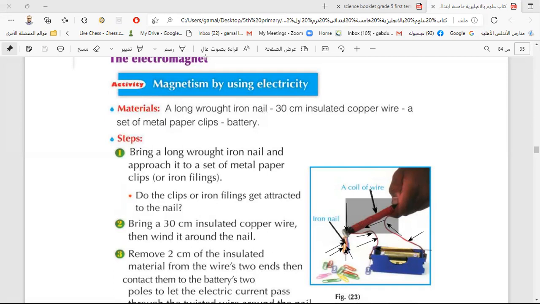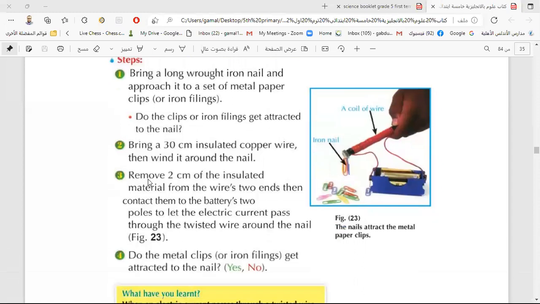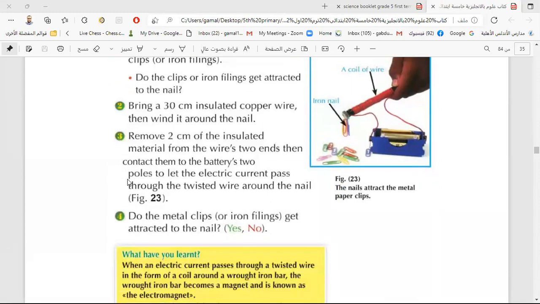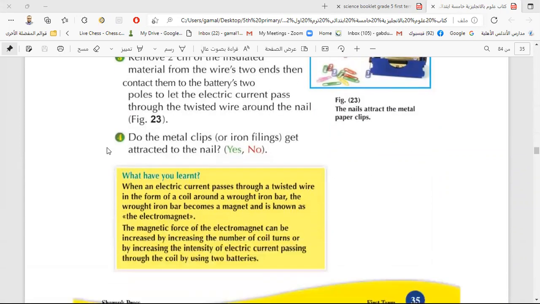So we have here an electromagnet, a temporary magnet, which is made of an iron nail, with a coil of wire rotated around it, and the two ends of the wire connected to a battery or a source of electricity. Now we change the electric current into magnetic energy. Now we make an electromagnet. You can make it at home and you can make a video about it. Show me your activity. It will be nice, inshallah.